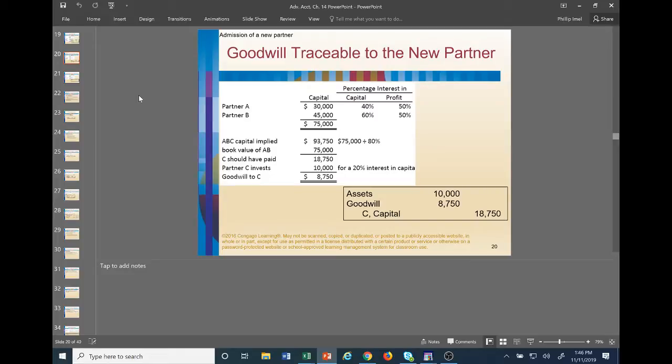The partner actually paid only $10,000 cash. So the difference between what should have been paid, $18,750, and the amount that was actually paid, $10,000, represents the goodwill traceable to the incoming partner. The investment by C would be recorded under the goodwill method as follows. We would debit assets of $10,000, debit goodwill of $8,750, and credit the capital account of partner C for $18,750.